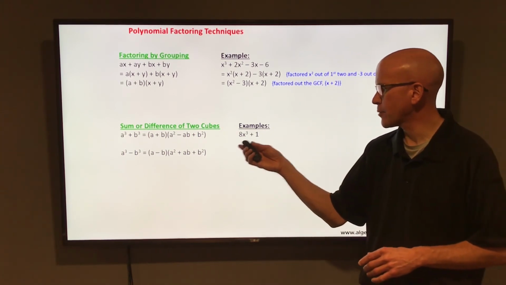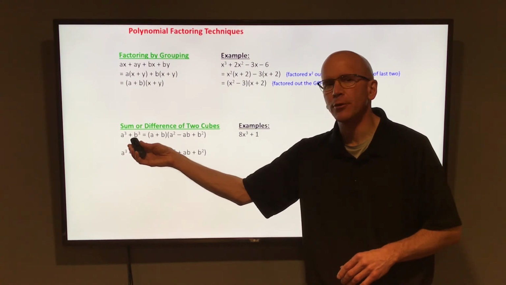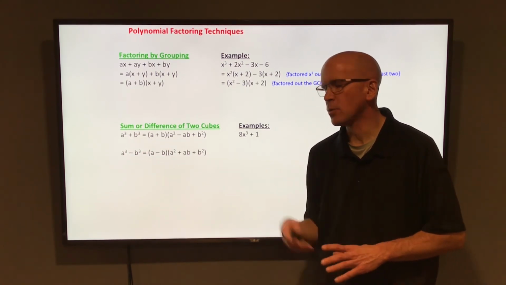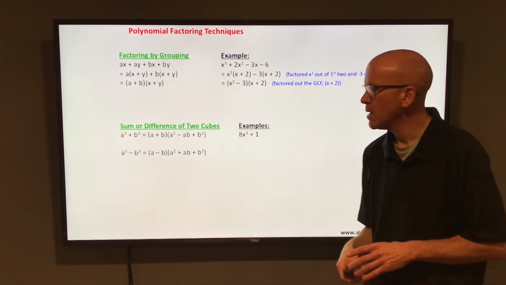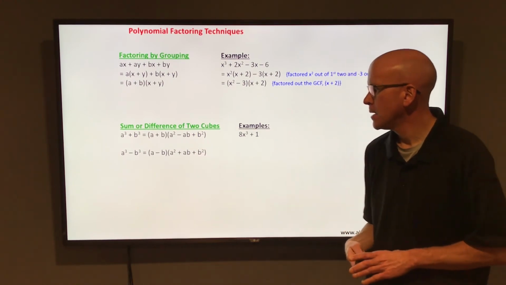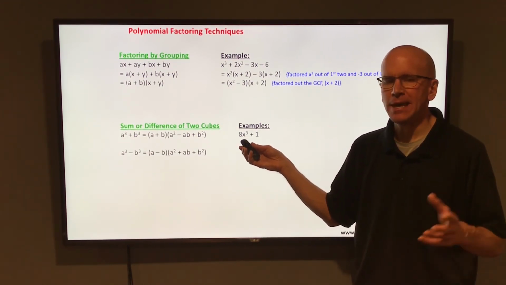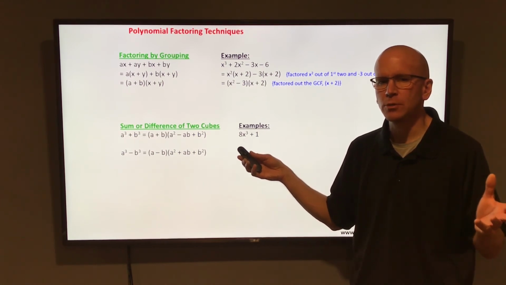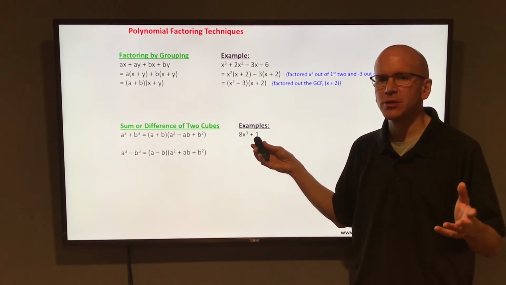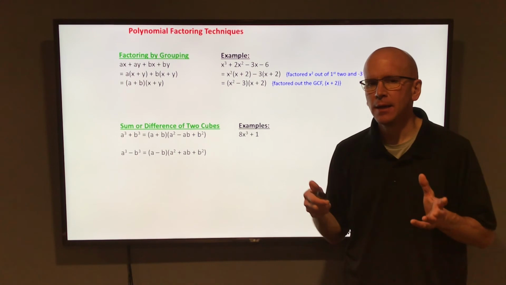Here we have 8x to the third plus 1. That is a sum of two cubes. That's in the form of a to the third plus b to the third. That's going to factor into this form, a plus b times a squared minus ab plus b squared. Well, if you figure out what a and b are, then you can fill in the rest. So if a to the third is 8x to the third, then a would be the cube root of that, which is 2x. And if b to the third is 1, b is the cube root of that, which is 1. So we know that a is 2x and b is 1.